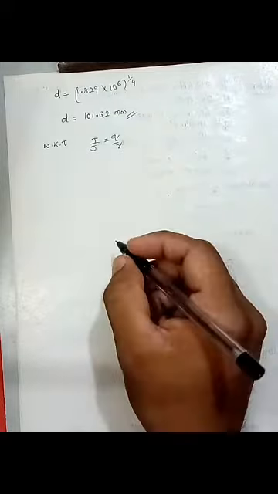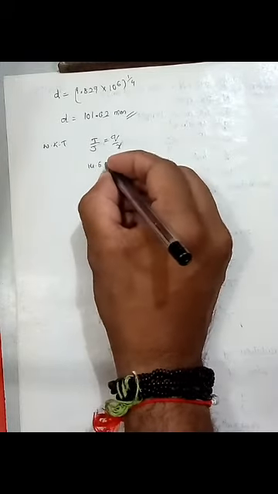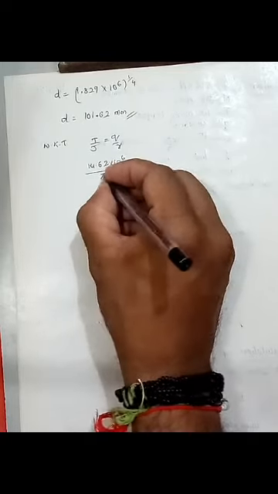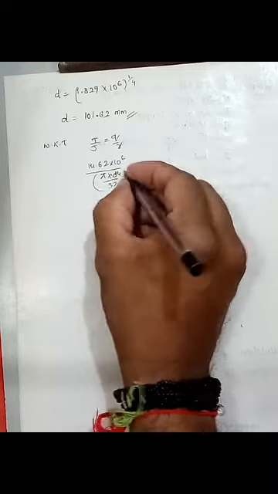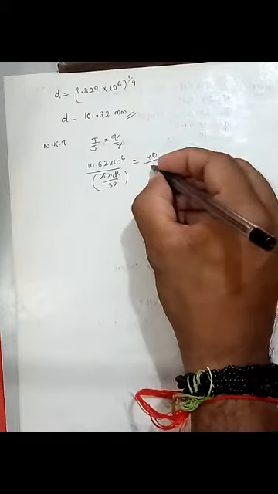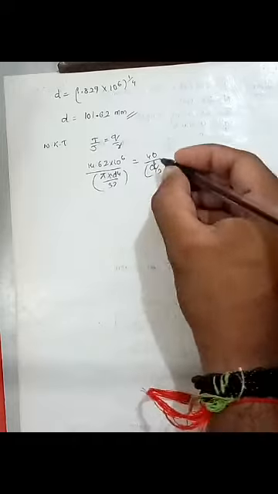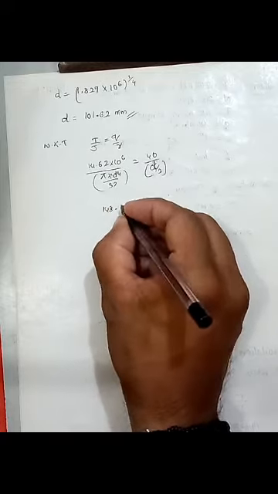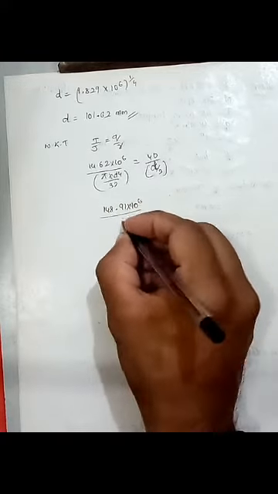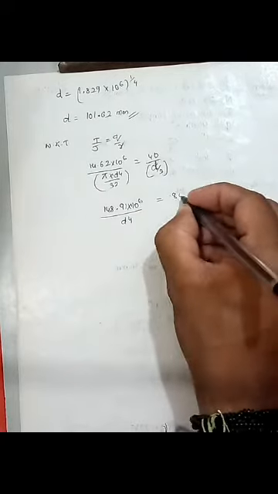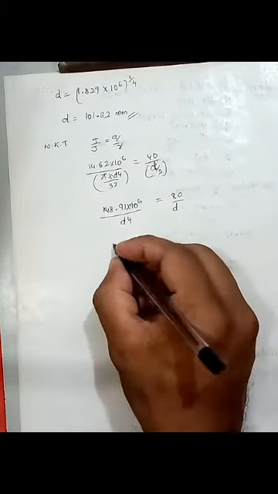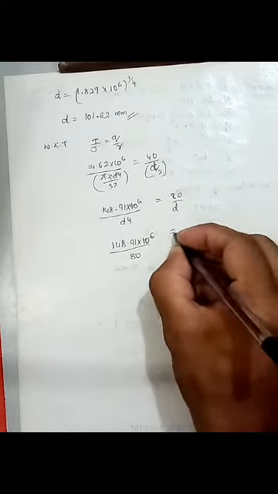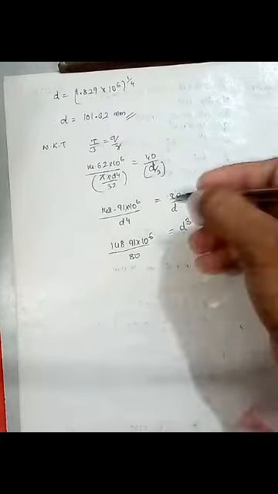Okay, Q by R also we know. So substituting the values, 14.2 into 10 to the power of 6 divided by pi d raised to 4 by 32 equals Q is 40, R is D by 2 again. So after solving this, on the right hand side part, I get 148.91 into 10 to the power of 6 divided by d raised to 4 equals 80 divided by D. So taking D on one side and bringing the remaining terms to the other side gives me D cube, because D gets cancelled.